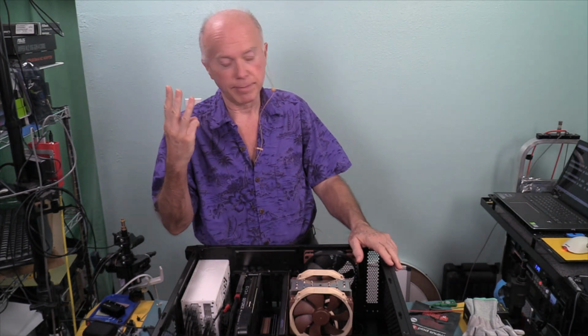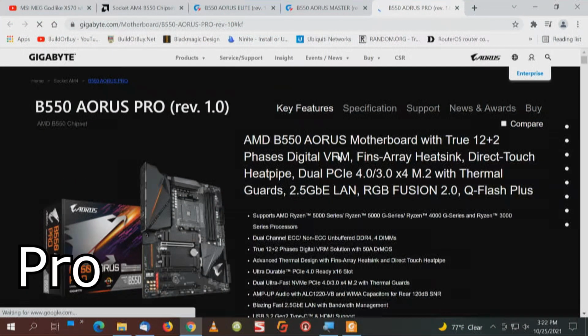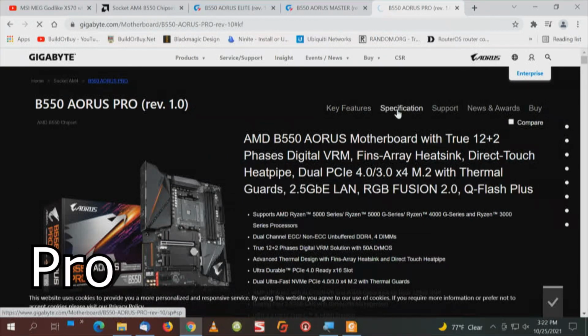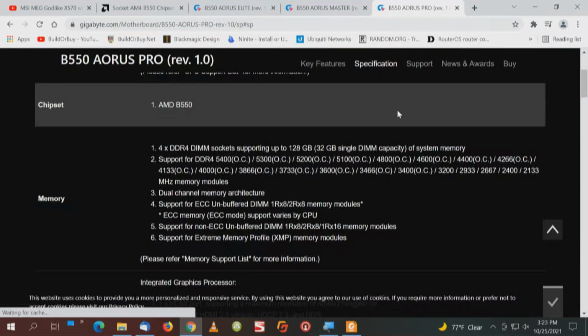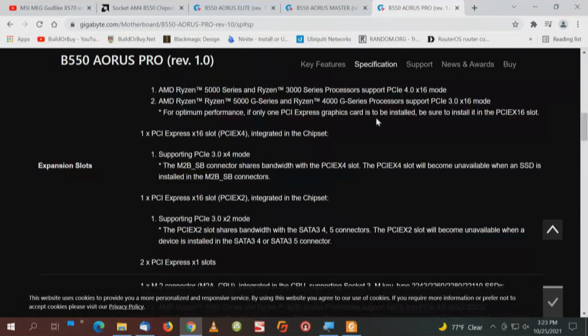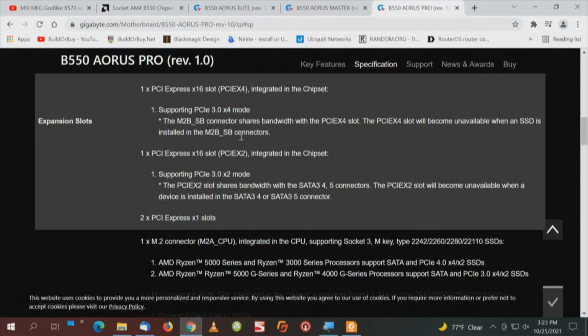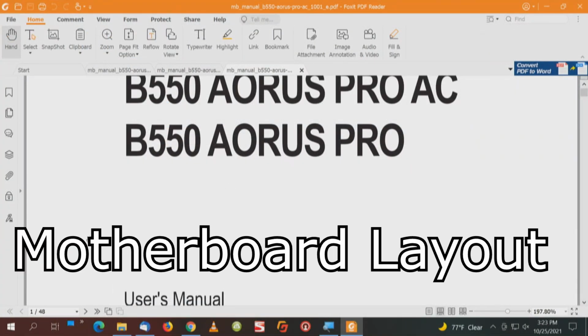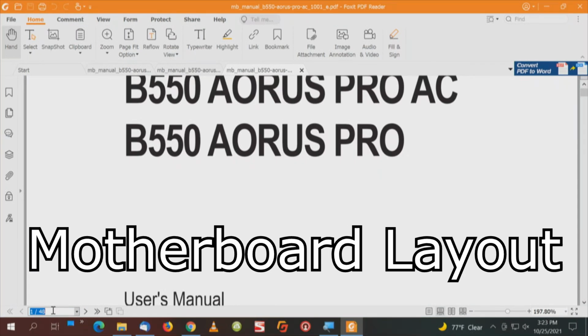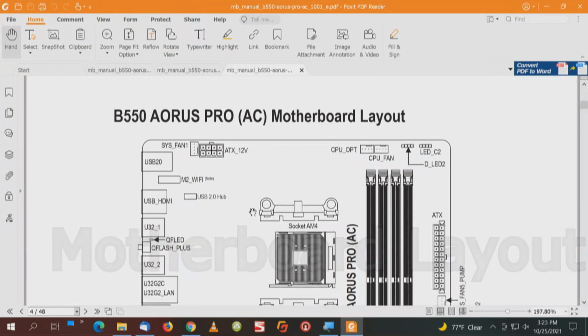Let's look at number 3. And this is the Gigabyte B550 Aorus Pro. Again, let's go to specifications. We want to scroll down and take a look at expansion slots. Let's download the manual. And the first thing we want to do is go to page 4, and let's look at the motherboard layout.